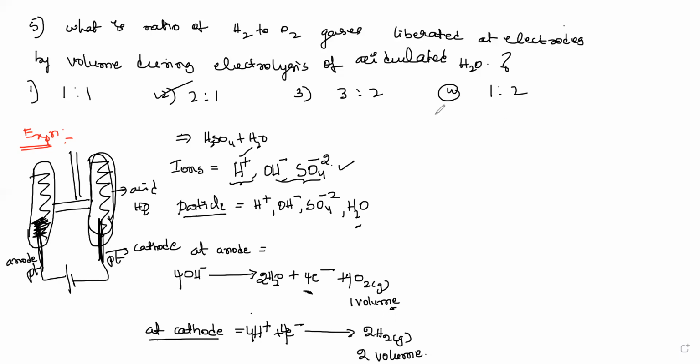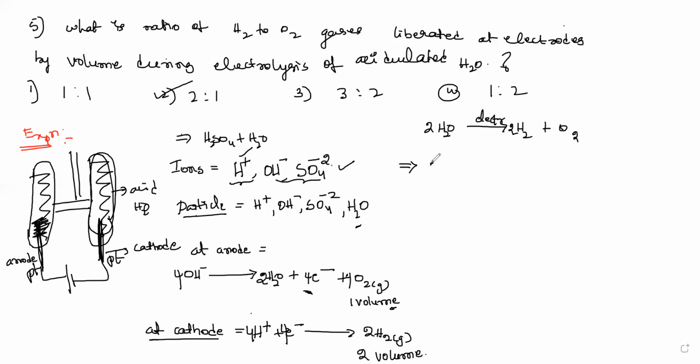And finally, we can write the overall reaction. Here, H2O is involved in the reaction, converting into two gases, H2 and O2. This is the overall reaction, the electrolysis of acidulated water. But here, H2SO4 is present, so at the anode, acidity of the solution increases. At the cathode, acidity of the solution decreases.